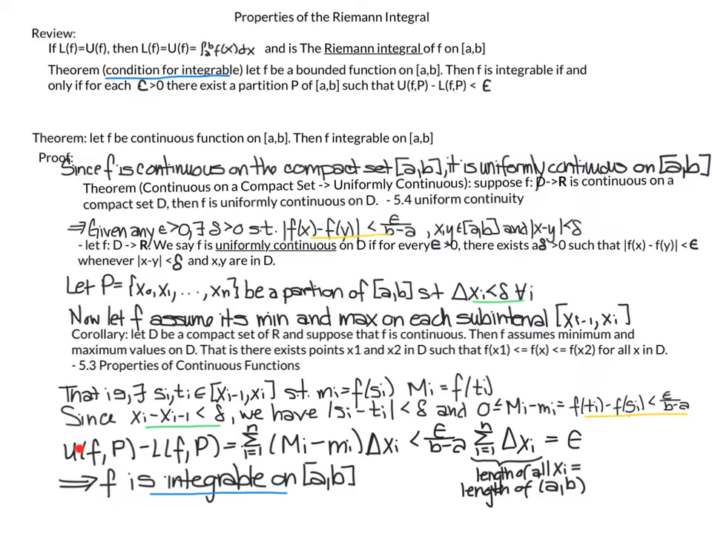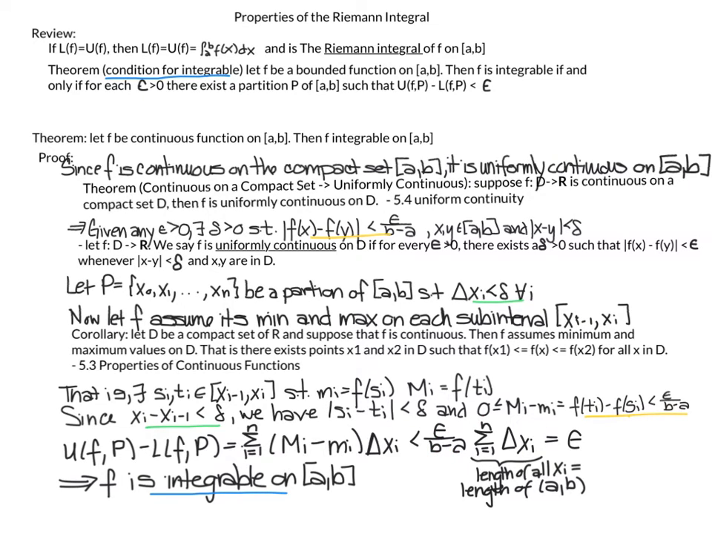Because remember, for the upper sum you're summing up all the rectangles with the maximum as the height. For the lower sum, you're summing up all the rectangles with the minimum as the height. So here it is, the height and the length of the interval. But this is less than, M sub i minus little m sub i, they're all less than epsilon over b minus a.